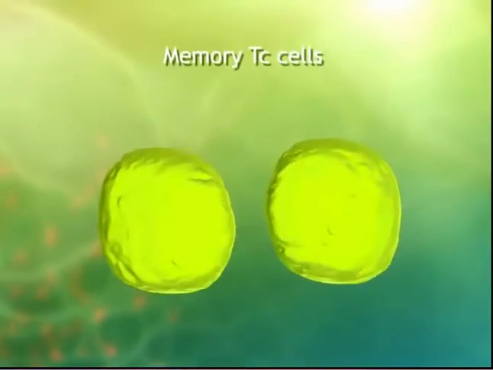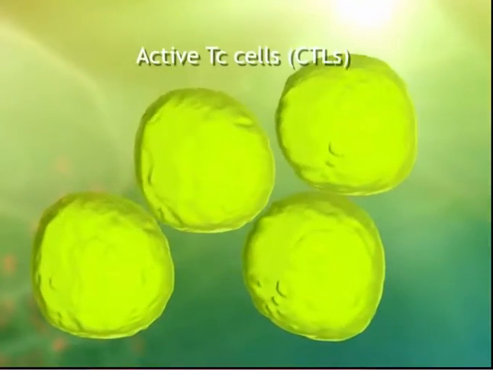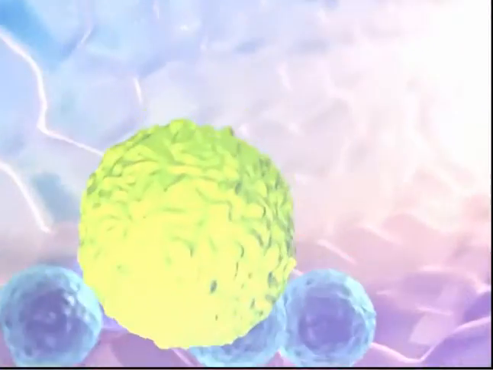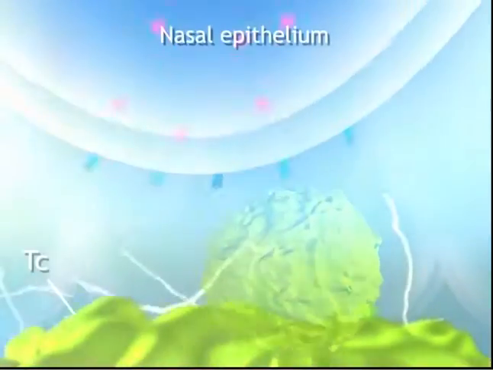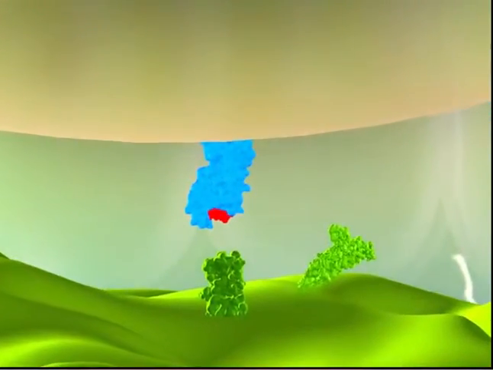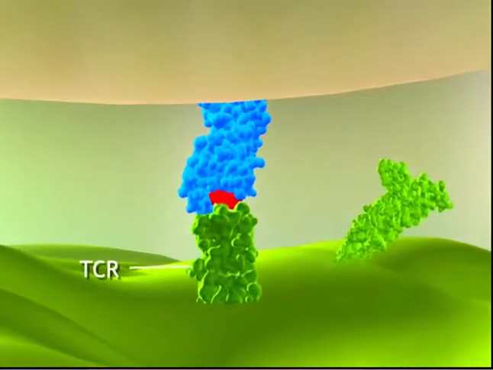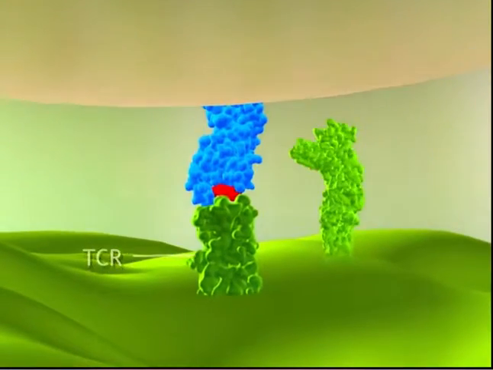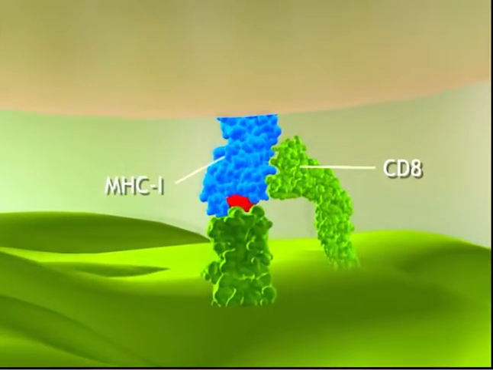expansion occurs, resulting in some long-lasting memory cells ready for a subsequent exposure, and many active cytotoxic T cells, or CTLs, that leave the patient's lymph vessel to search for infected cells that present rhinovirus epitope with their MHC1. The epitope is recognized by the TCR of the cytotoxic T cell, and the MHC1 is recognized by the T cell's CD8 glycoprotein.